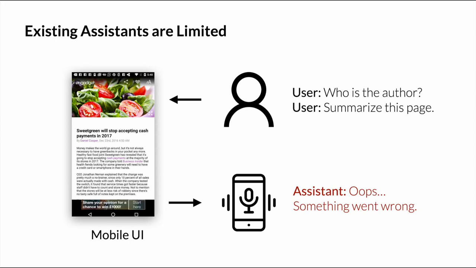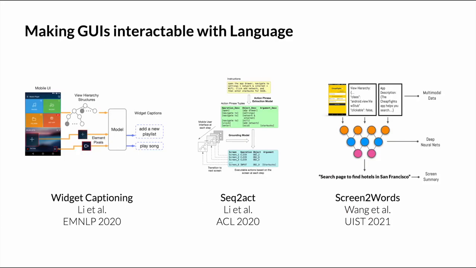For example, they may not be able to answer users' questions based on screen information or summarize the screen. This type of interaction typically requires a computational understanding of GUIs, which is absent in the current assistants. Recent work in HCI and machine learning has investigated technical building blocks to enable conversational interaction with GUIs, such as summarizing or captioning the UI or mapping users' language instruction to UI actions.